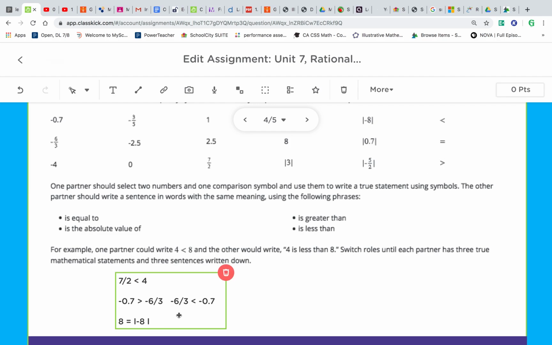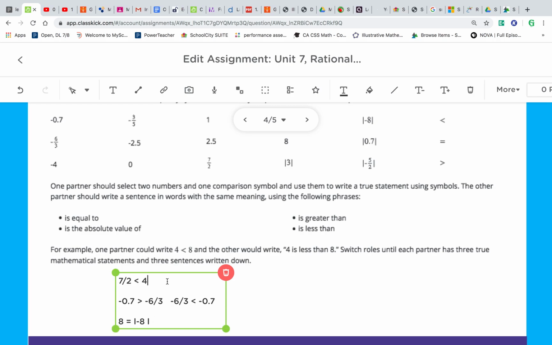So 8 is equal to the absolute value of negative 8, right? The absolute value brackets change everything here. That's how this becomes equal. If we didn't have those absolute value brackets there, then they would not be equal. They would be opposites, in fact. But because of the absolute value brackets, they are equal.